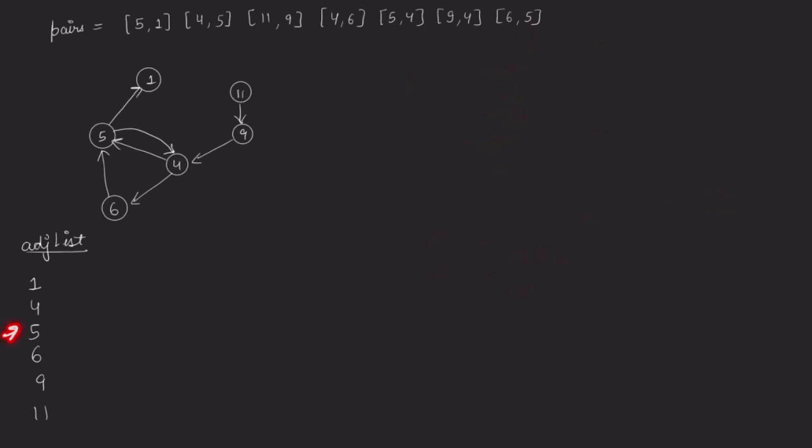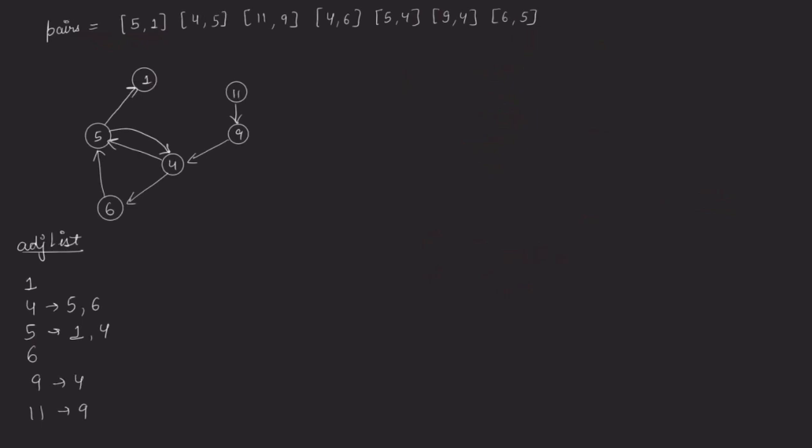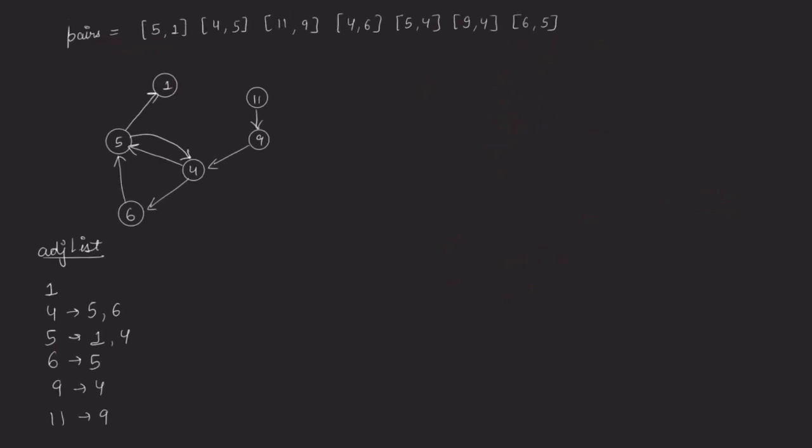Then we will update this adjacency list by traversing our pairs. So from 5 to 1 we are having an edge, that is 5 is connected to 1. Next is 4, 5. So 4 is connected to 5. Then 11 to 9. So 11 is connected to 9. Then 4 to 6. So 6 we will update here. Then 5, 4. So we will add 4 also here. Then 9, 4. So we will add 4 here. Then 6 to 5. So we will add a 5 here. So this is how our adjacency list is going to look like, right?